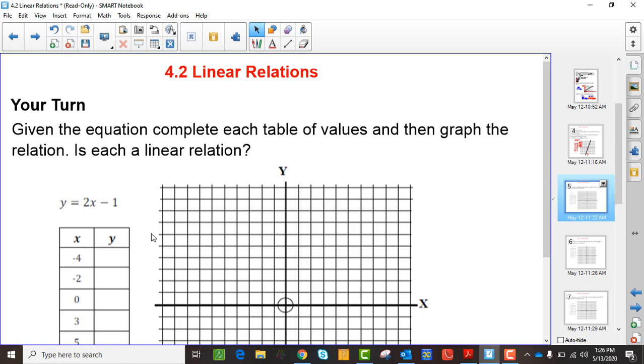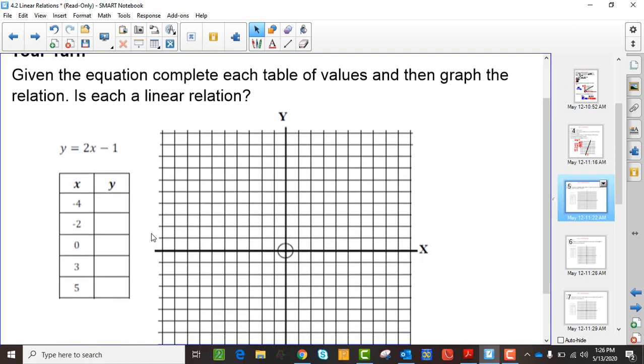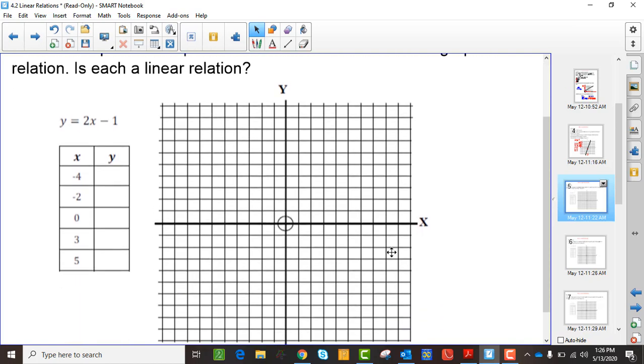It's given that the equation, complete the table of values and then see if it's linear, okay? What I'd like you to do is just, I'm going to fill in the answer, okay? And I want you to pause the video now and do it yourself first, okay? And then once you're done that, now you can see the answer. So hopefully you pause the video and tried it, and then you can see the answer.